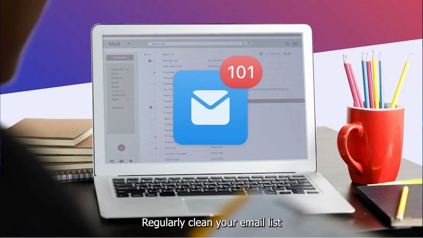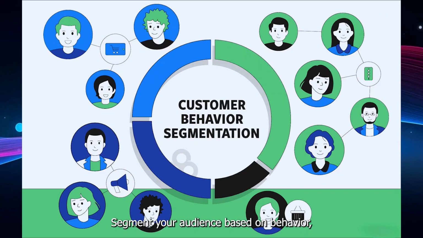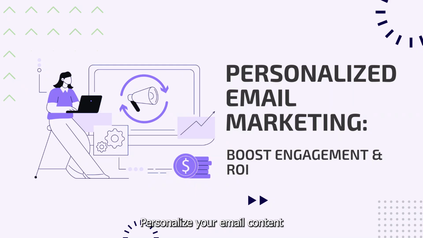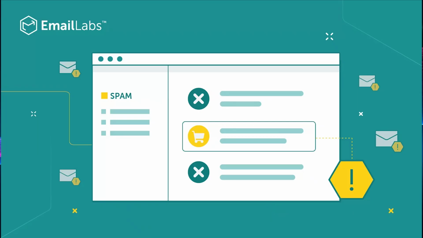Regularly clean your email list to remove inactive or bounced contacts. Segment your audience based on behavior, purchase history, and engagement. Personalize your email content to increase engagement and avoid spam triggers.